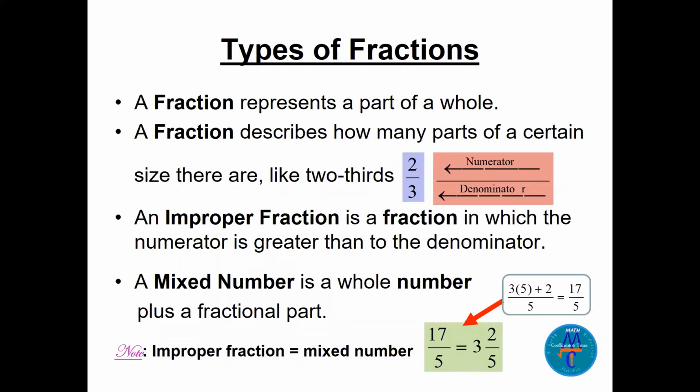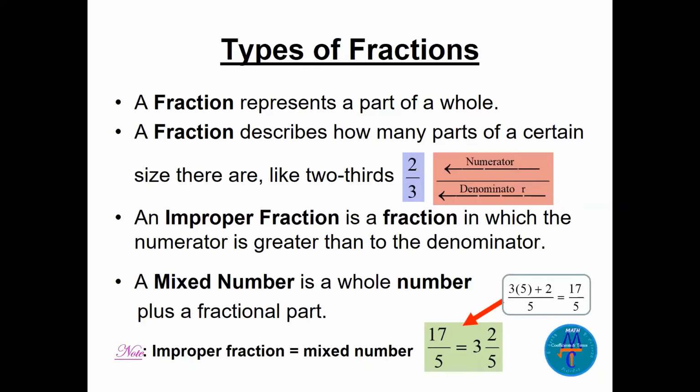And we have types of fractions. We have a normal fraction. A fraction represents a part of a whole, like 2 over 3. If you have a fraction like this, 2 over 3, we call the number 2 the numerator, and the 3 the denominator. Sometimes we have a fraction like 17 over 5. We call this an improper fraction, a fraction in which the numerator is greater than the denominator.